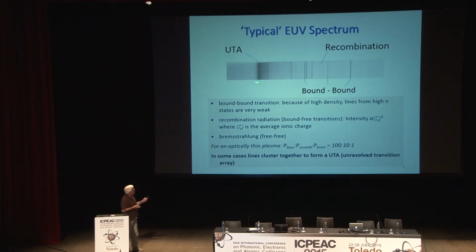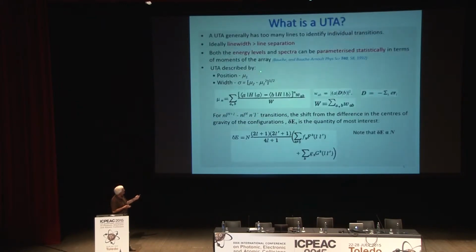Well, this is a spectrum actually of cerium oxide containing about 1% cerium by number, and it contains some lines, recombination radiation, Bremsstrahlung, and also one gets this unresolved transition array, which is basically an array of many thousands of emission lines lying very, very close together. And these can be extremely bright. In fact, they can be by far the brightest features in the spectrum of a laser-produced plasma.